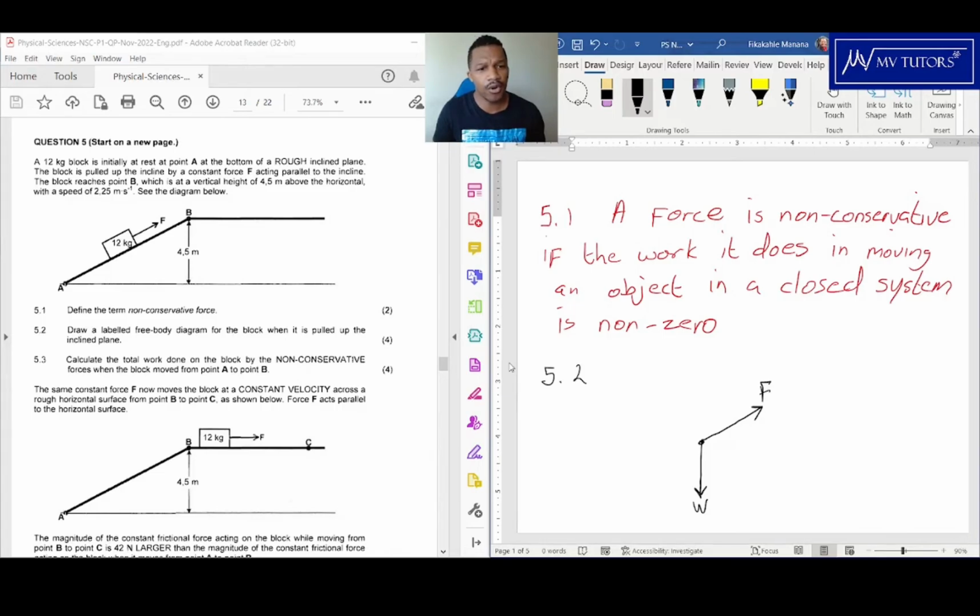Okay, furthermore, this has a normal, and the normal is always perpendicular to the plane, and the plane is going that way, so it's perpendicular right here. And then furthermore, the last thing that we have is a force of friction, which is always moving opposite the direction of movement. I'll just call it FF, friction force. That's it.